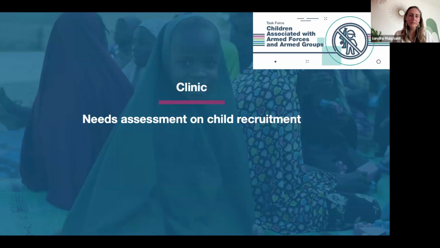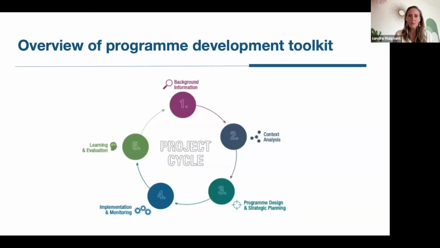I will start with a quick overview of the Program Development Toolkit. Maybe some of you are already familiar with this resource. This is one of the big resources that we have done at the CAAFAG task force. This is a toolkit, basically a guide to walk you through the steps on how to design a program for CAAFAG. As you can see, it's organized around the 5 steps of the project cycle.